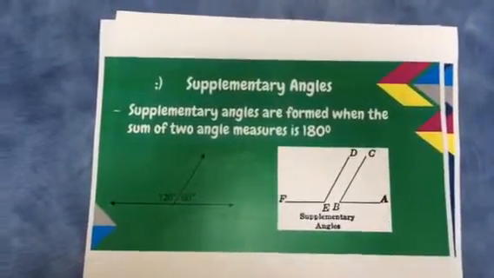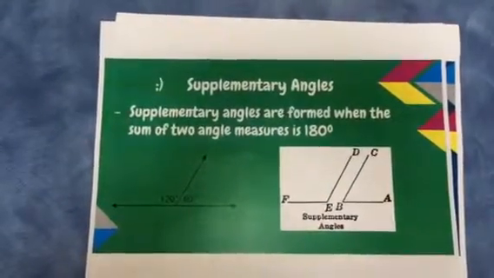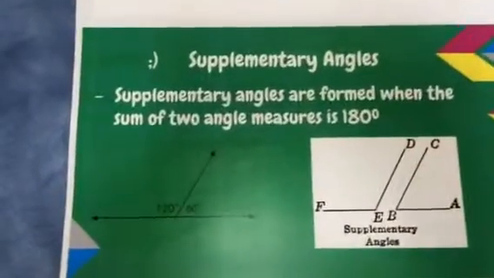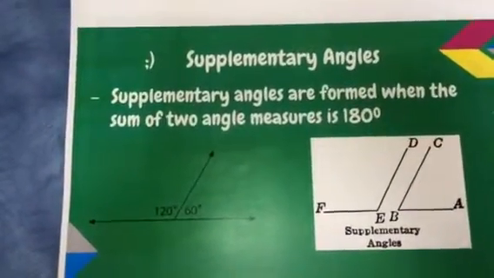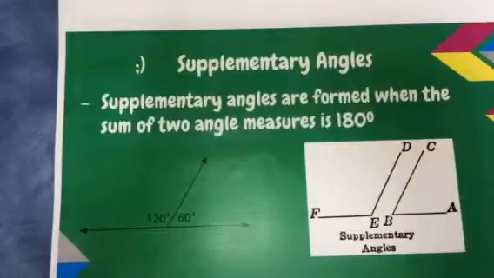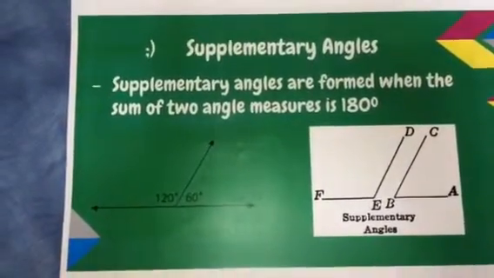Supplementary angles. Supplementary angles are formed when the sum of two angle measures is 180 degrees. 120 plus 60 equals 180 degrees. Therefore, that is a supplementary pair of angles.